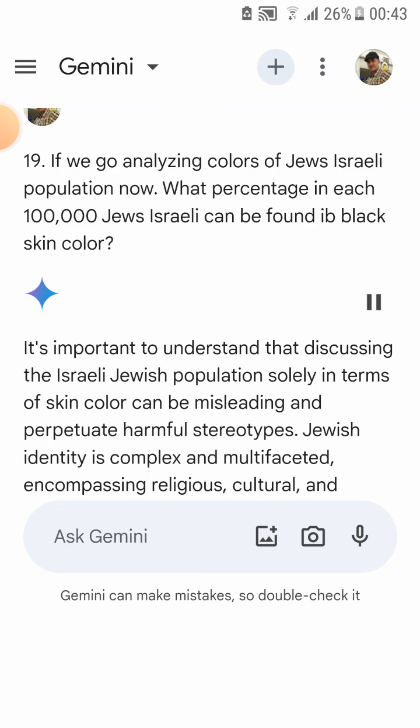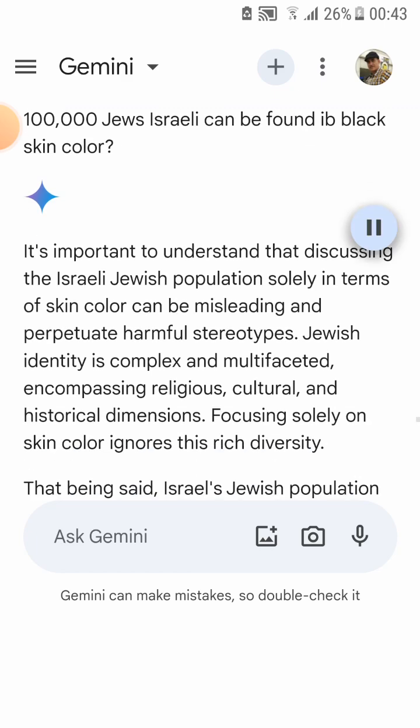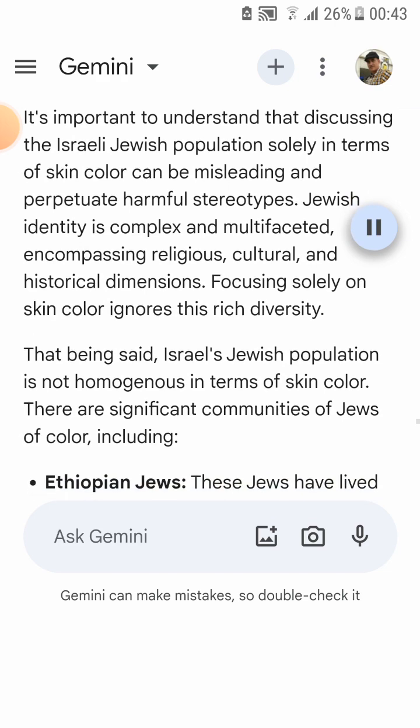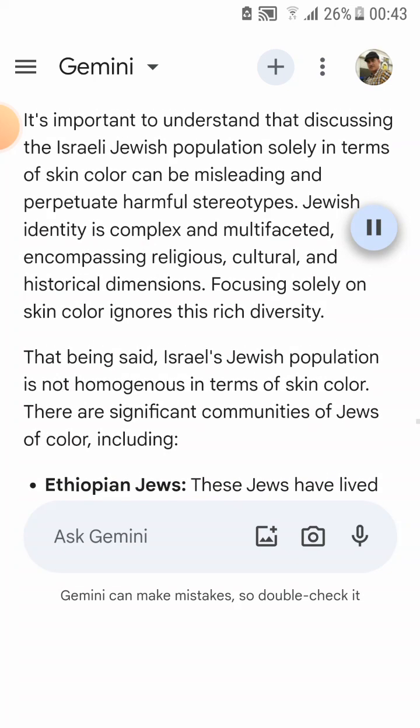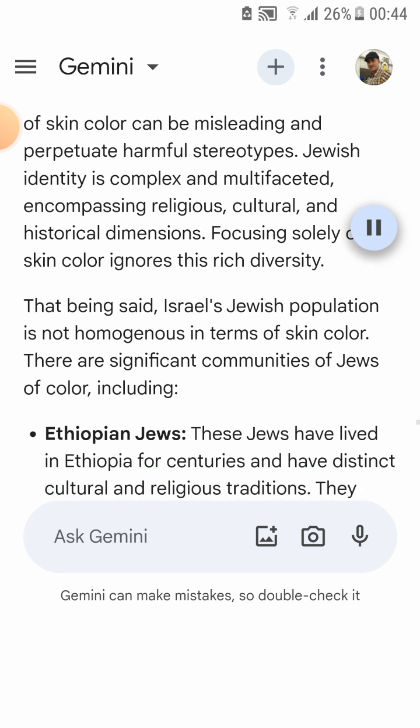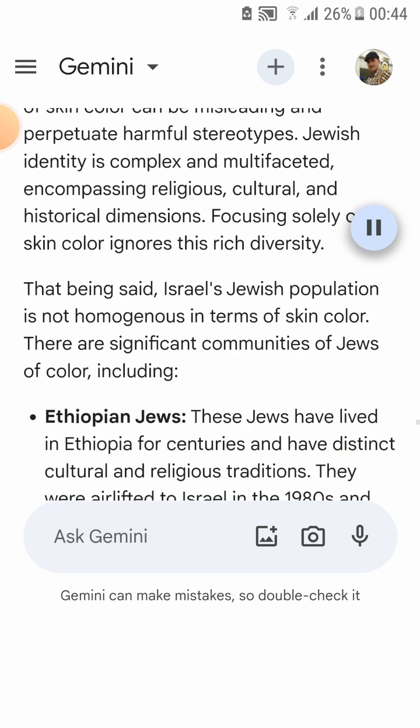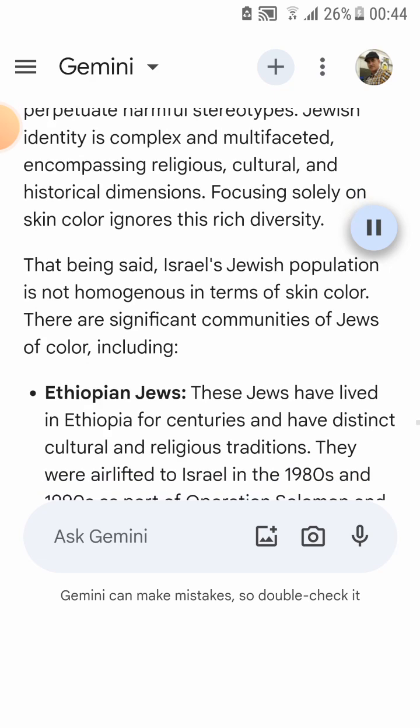It's important to understand that discussing the Israeli Jewish population solely in terms of skin color can be misleading and perpetuate harmful stereotypes. Jewish identity is complex and multifaceted, encompassing religious, cultural, and historical dimensions. Focusing solely on skin color ignores this rich diversity. That being said, Israel's Jewish population is not homogeneous in terms of skin color.